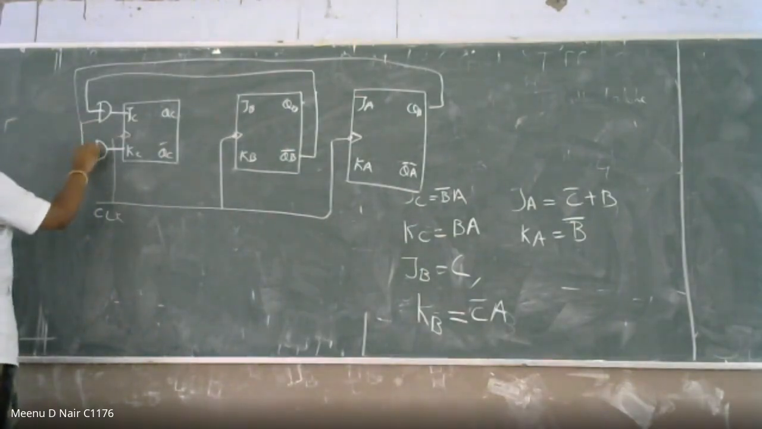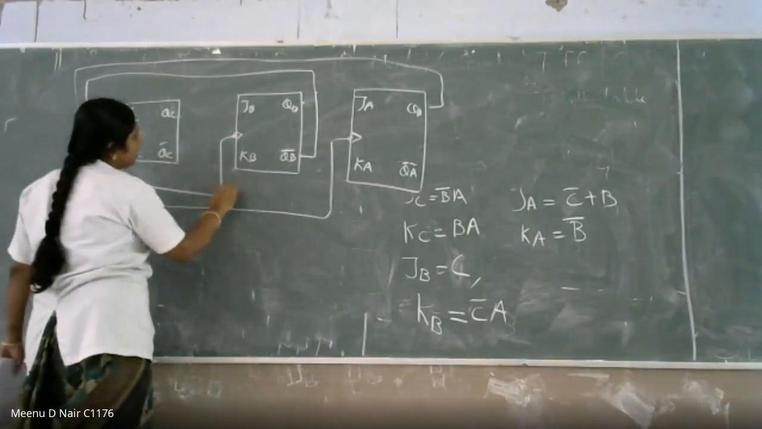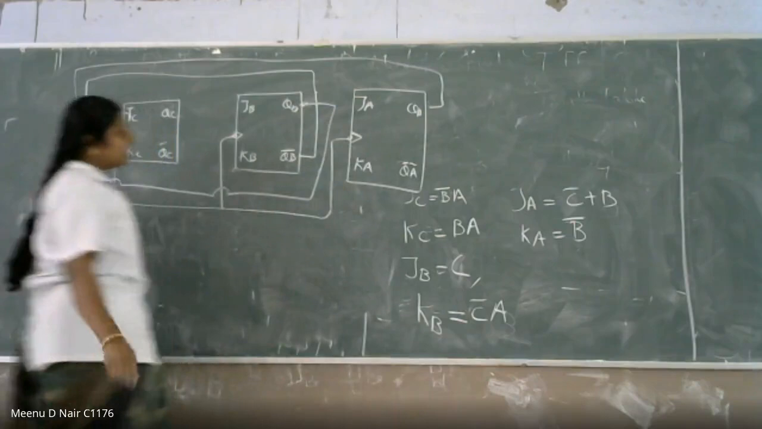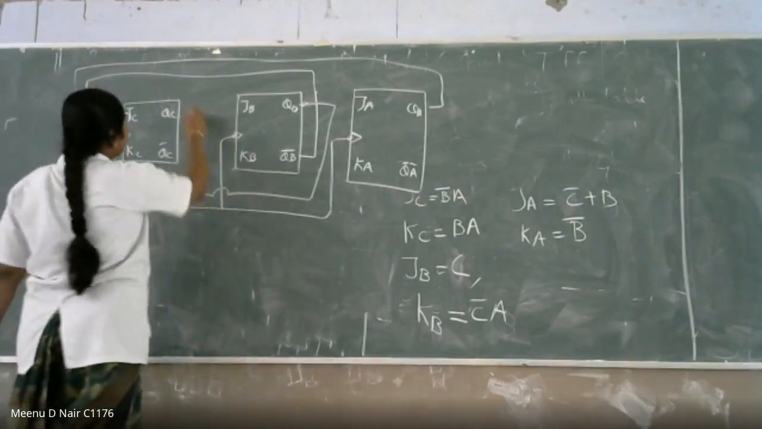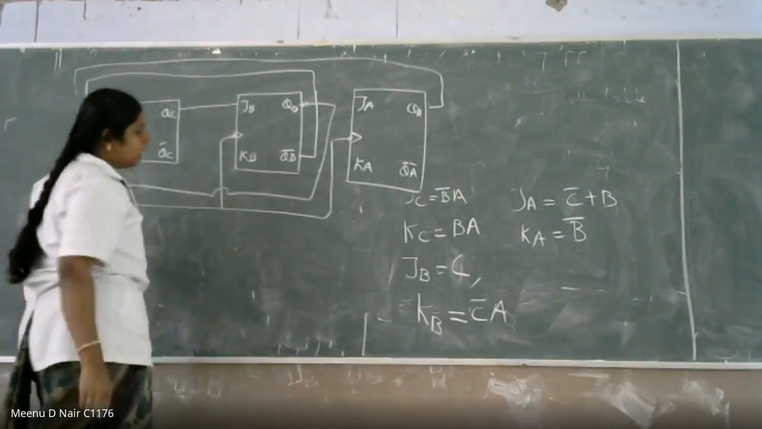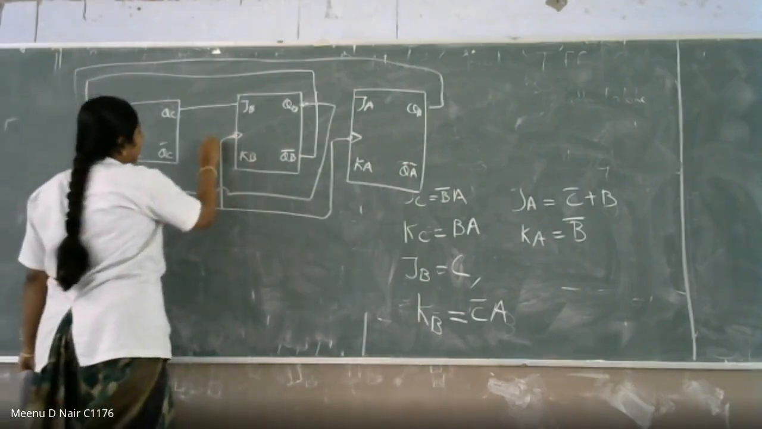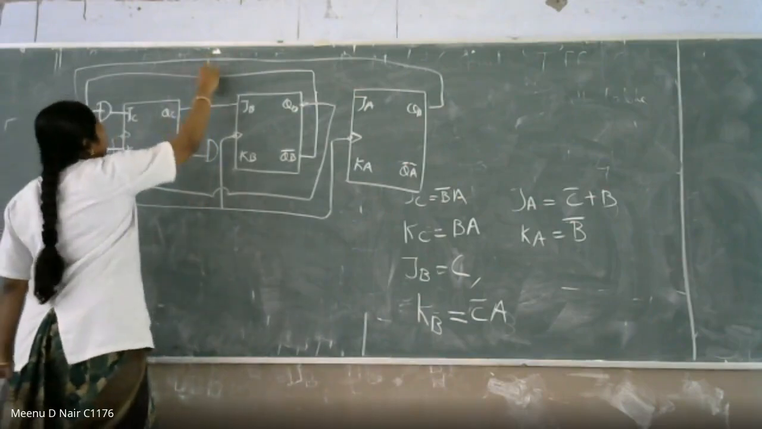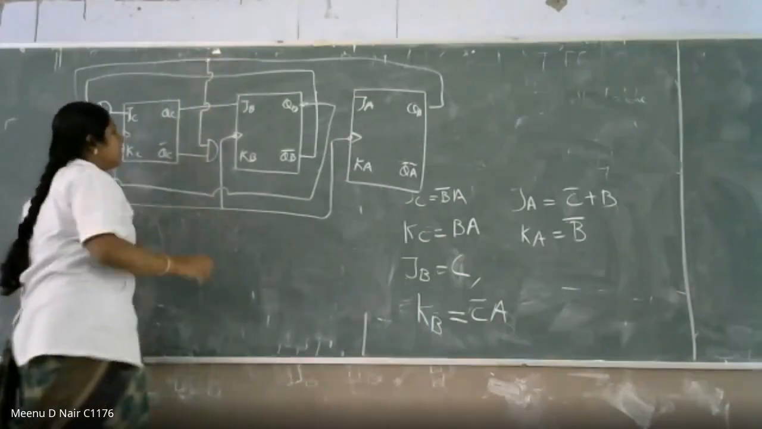So A is connected here, and B we can connect from here. Then what about JB? JB is nothing but QC, C itself. Then KB is equal to C bar A. C bar and A you can connect through here.